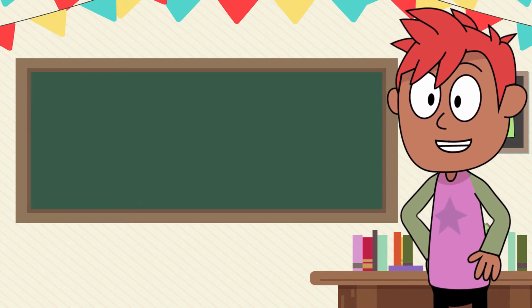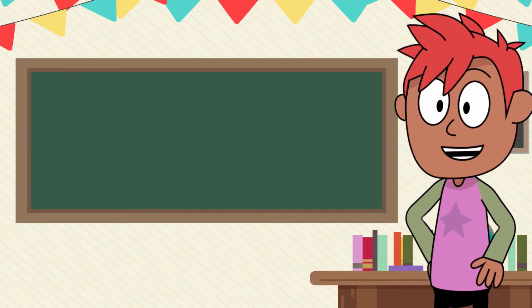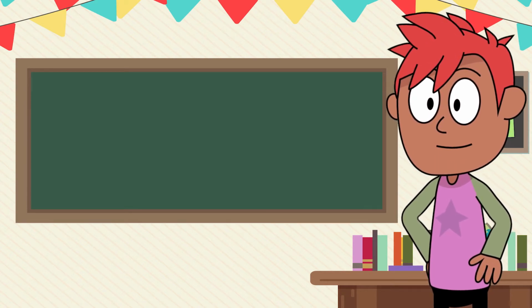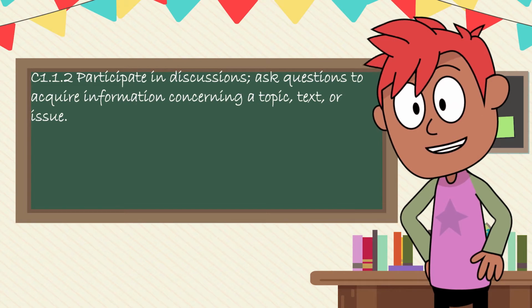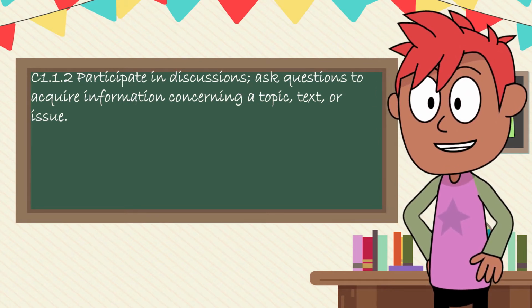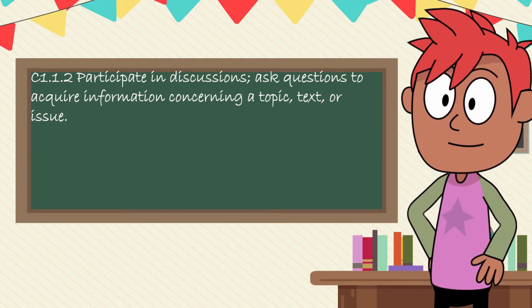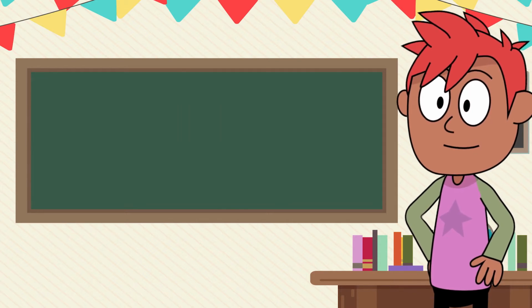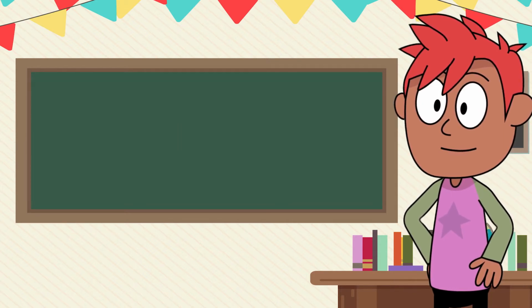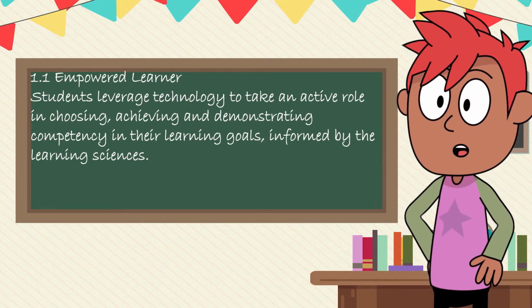And the second standard is an English standard. It is C1.1.2. It states to participate in discussions, ask questions to acquire information concerning a topic, text, or issue. An ISTE standard that can be used with this is Empowered Learner.